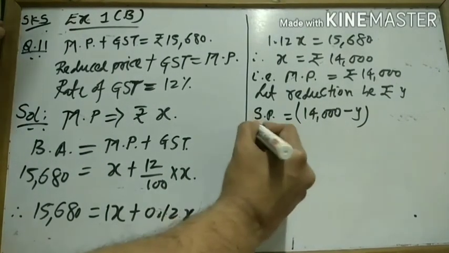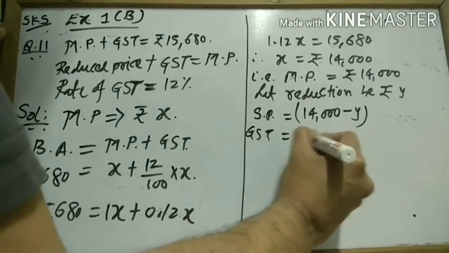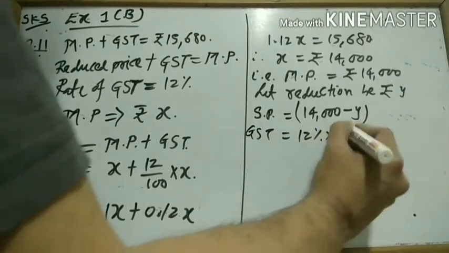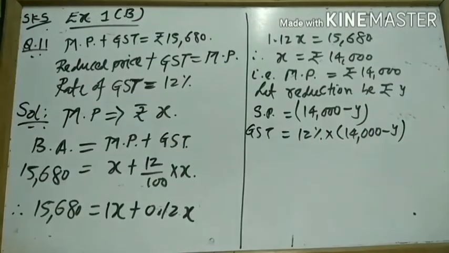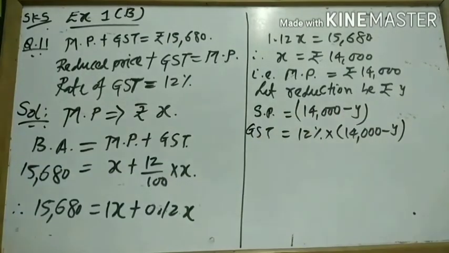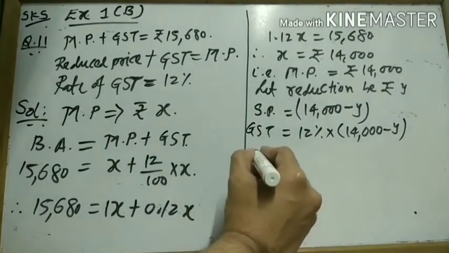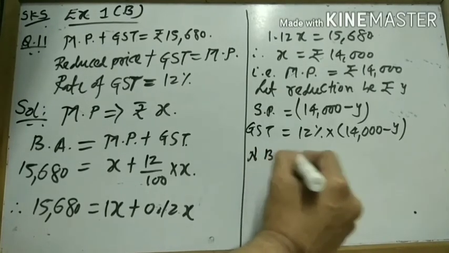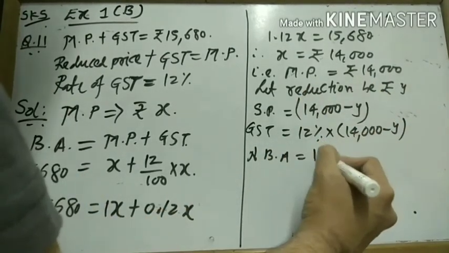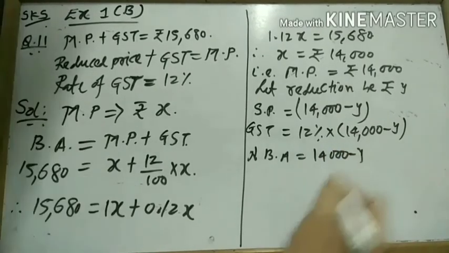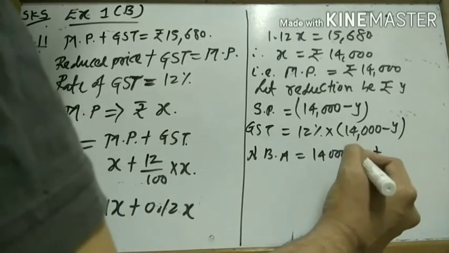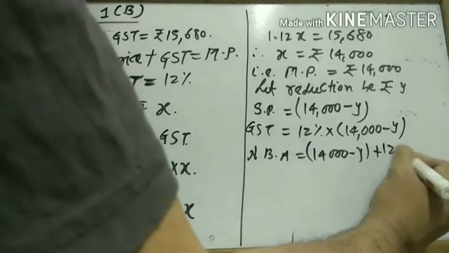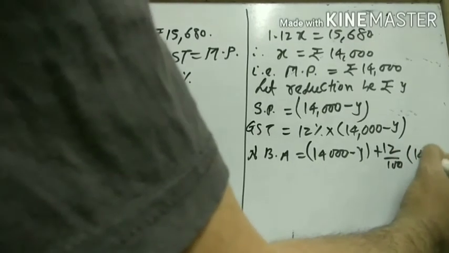How much GST will he have to pay? GST is 12% of selling price. I hope you remember GST is always calculated on selling price. So 12% of 14,000 minus y. So what will be his new bill amount? New bill amount will be the addition of this to 14,000 minus y, plus 12 upon 100 into 14,000 minus y.